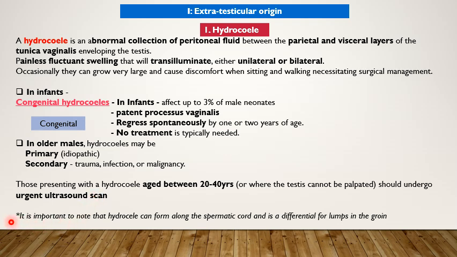It is important to note that hydrocele can form along the spermatic cord, and it's a differential for lumps in the groin. Okay, that means the hydrocele can extend into the spermatic cord, and this will present as a groin lump or a hernia.